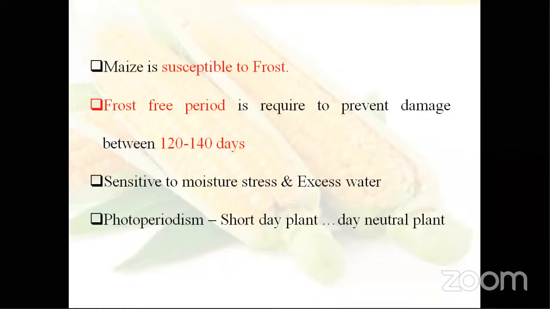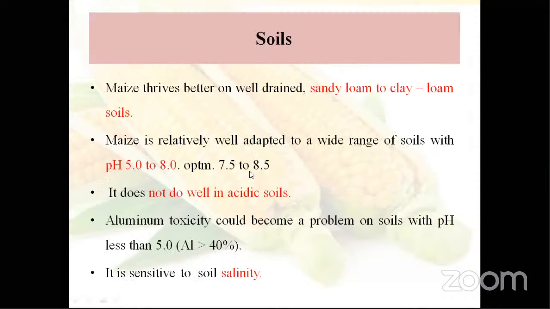Maize requires a frost-free period of 120 to 140 days to prevent damage. It is sensitive to moisture stress, and at the same time it is also sensitive to waterlogging, excess water and poor drainage. Photoperiodism: it is a short day plant, as we discussed. Okay, that's all about climate.